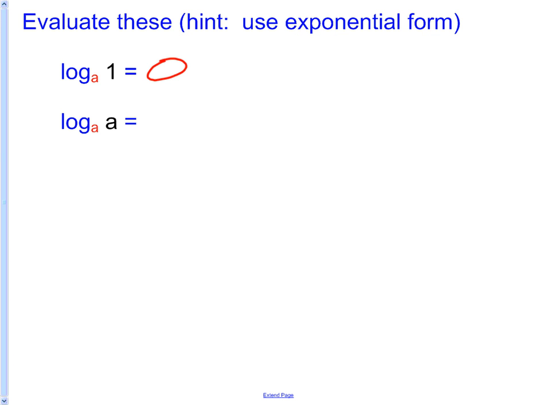Anybody want to take a shot at what that one's always going to be equal to? 1 is right. Let me prove it. How can you reason it out? You say equals x, and then let's make it an exponential. What to the what equals what? A to the x equals a. Think about it. What's x got to be? 1. So it's always 1.